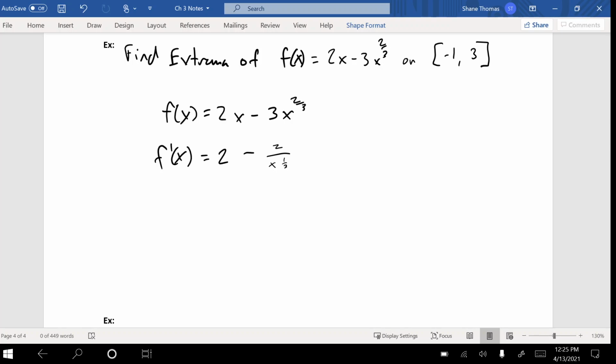Let's write it as one fraction and see what happens. That might help us. So if I want to combine this, I'd have to multiply this guy by x to the 1/3 power for a common denominator. That's going to give me 2x to the 1/3 minus 2 over x to the 1/3. I'm going to go ahead and factor a 2 out. It's 2 times x to the 1/3 minus 1 over x to the 1/3. Just not pretty, is it?